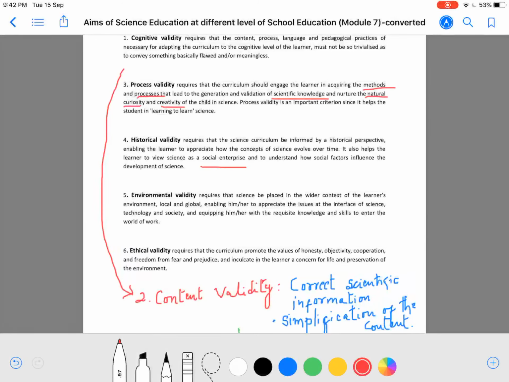Then the sixth one is ethical validity. The curriculum should promote the values of honesty, objectivity, cooperation and freedom from fear and prejudice. And it also should inculcate in a learner concern for the life and preservation of the environment. This is something we have already dealt with in module number 6.